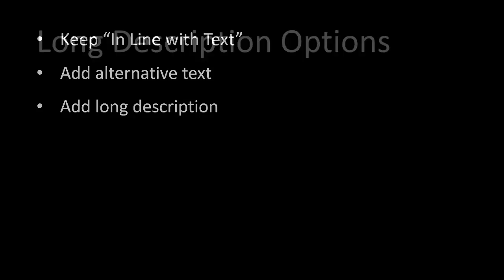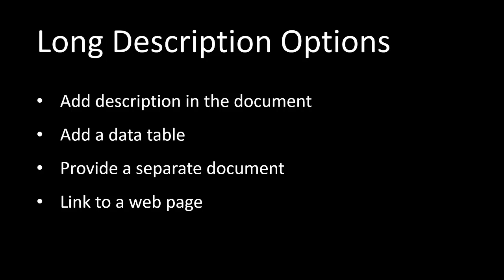Other considerations for charts and graphs. Keep charts in line with text. Add alternate text. Add long descriptions. Normally charts need more explanation than alt text. Option 1, write the full text description in the document itself. Option 2, add a data table with the original data points. Option 3, provide a separate document with long descriptions for the charts. Be sure to make it easy to identify which descriptions belong with which charts. Option 4, create a link to a web page with a long description.